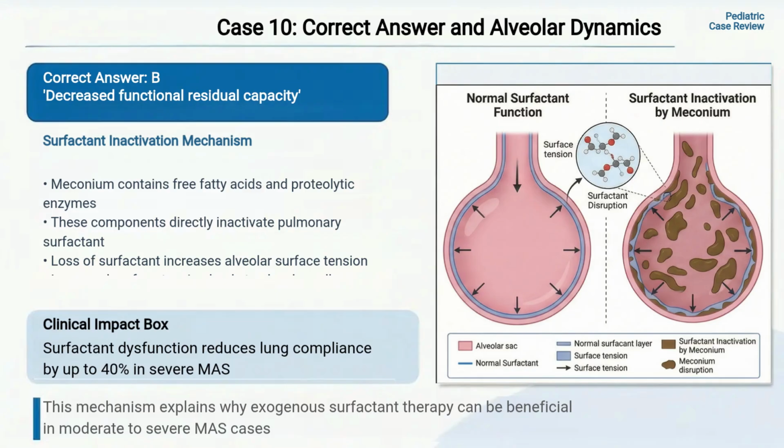Decreased functional residual capacity. The surfactant inactivation mechanism works as follows. Meconium contains free fatty acids and proteolytic enzymes that directly inactivate pulmonary surfactant. Loss of surfactant increases alveolar surface tension, which leads to alveolar collapse, and the result is decreased functional residual capacity. A critical clinical impact: surfactant dysfunction reduces lung compliance by up to 40% in severe cases. This is why exogenous surfactant therapy can be beneficial in moderate to severe Meconium Aspiration Syndrome cases, as it aims to restore the normal surface tension-reducing function that the endogenous surfactant can no longer provide.